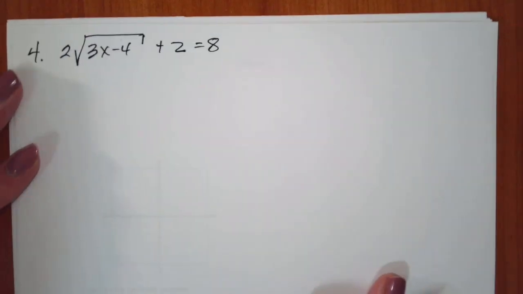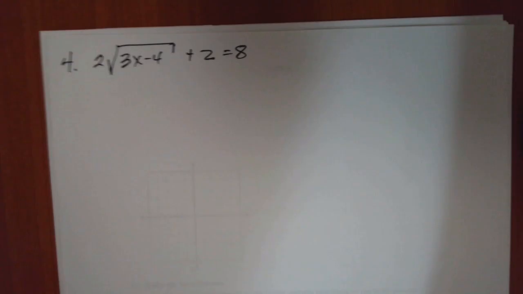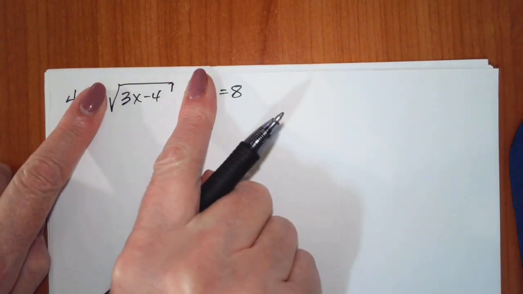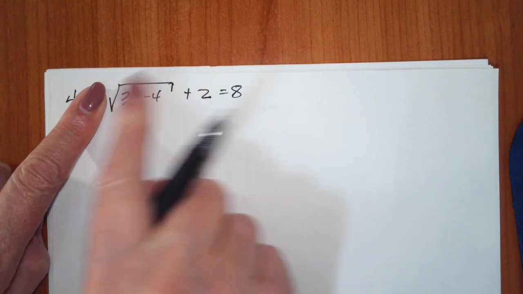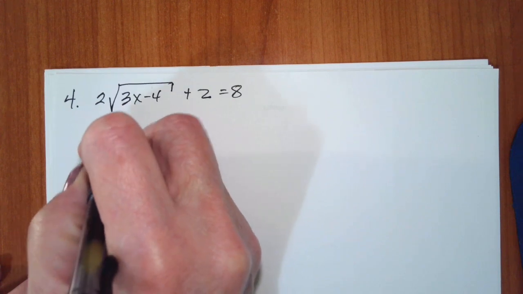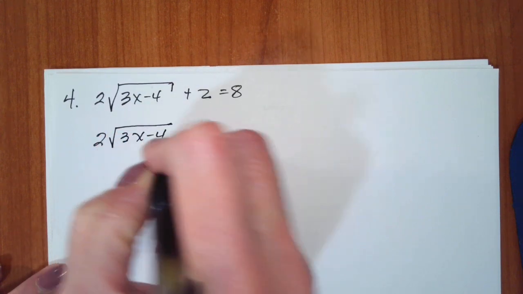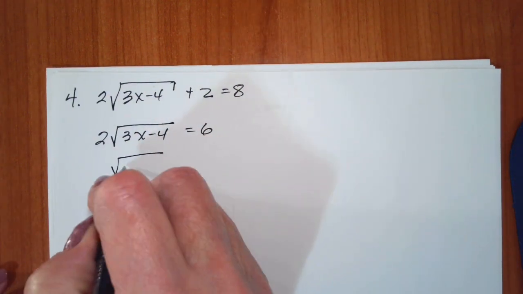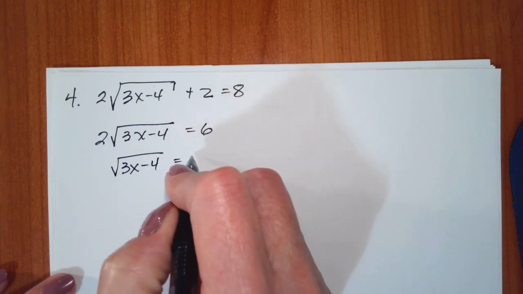Okay, let's do number 4. All right, so this is 2 times the square root of 3x minus 4, plus 2 is equal to 8. All right, so here we have a radical equation. Okay, so what I have to do is get the radical by itself, and then whatever the index is, I'll take everything to that power. So I'm going to subtract 2 from both sides. So that gives me 2 times the square root of 3x minus 4 is equal to 6. When I divide by 2, that gives me the square root of 3x minus 4 is equal to 3.